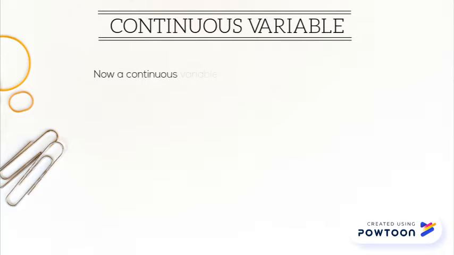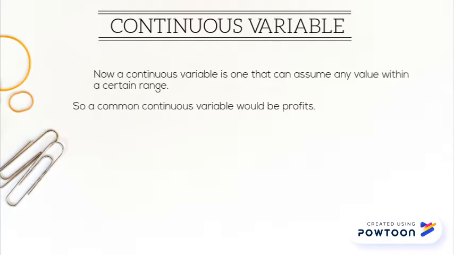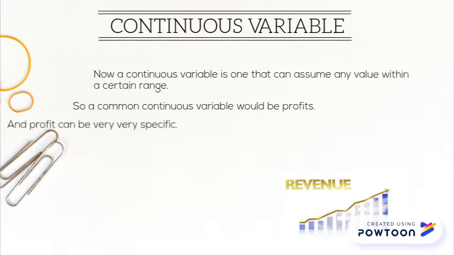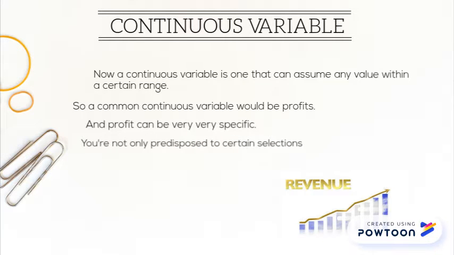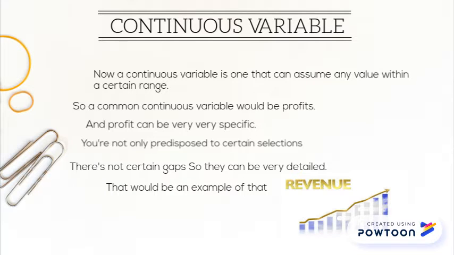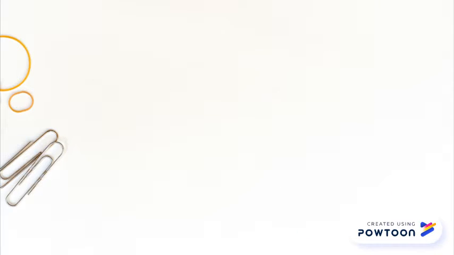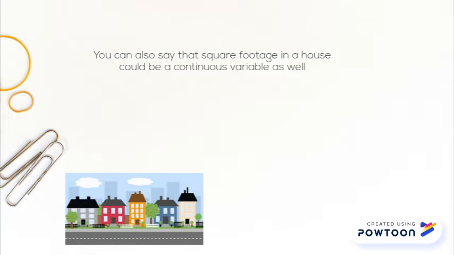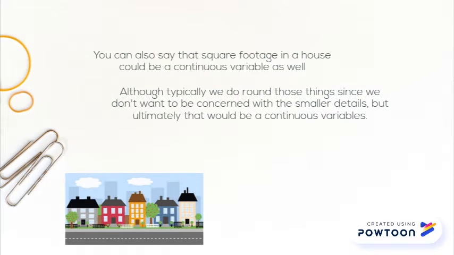Now, a continuous variable is one that can assume any value within a certain range. So a common continuous variable would be profit, and profit can be very, very specific. You are not only predisposed to certain selections. There are no certain gaps, so they can be very detailed. That would be an example of that. You can also say that square footage in a house could be a continuous variable as well. Although typically we do round those things since we don't want to be concerned with the smaller details, ultimately that would be a continuous variable.